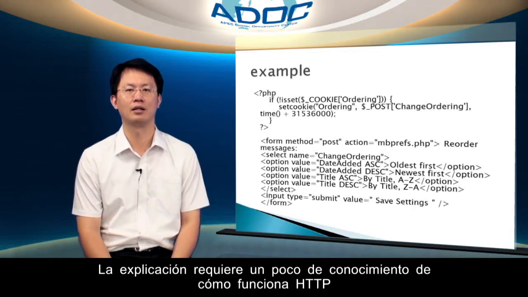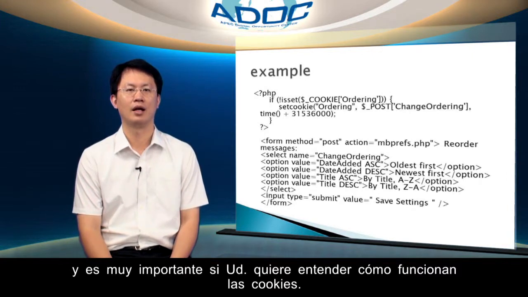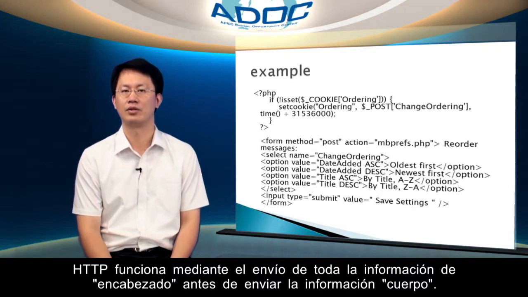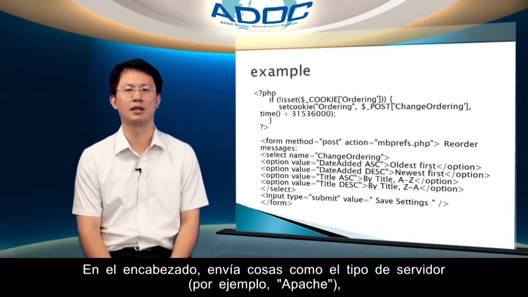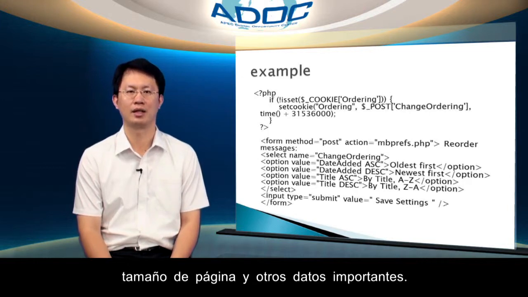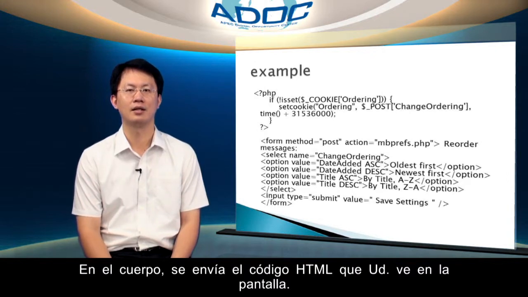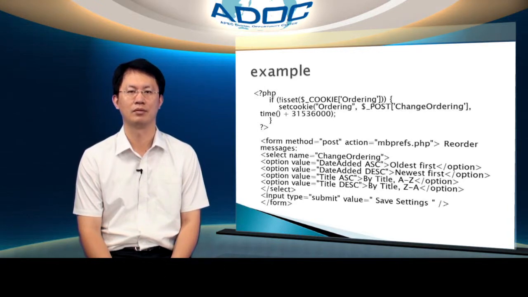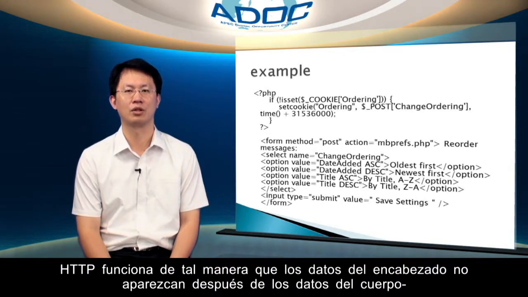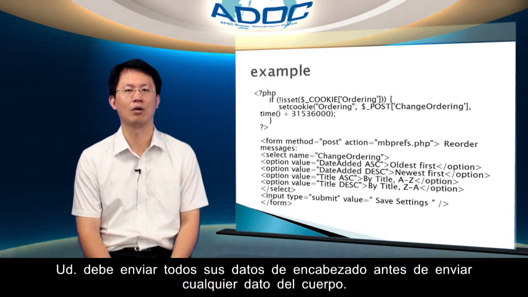The explanation requires a little knowledge of how HTTP works, and it's quite important if you want to understand how cookies work. HTTP operates by sending header information before it sends body information. In the headers, it sends things like server type, for example Apache, page size, and other important data. In the body, it sends the actual HTML you see on the screen. Header data cannot come after body data, and you must send all your header data before you send any body data at all.